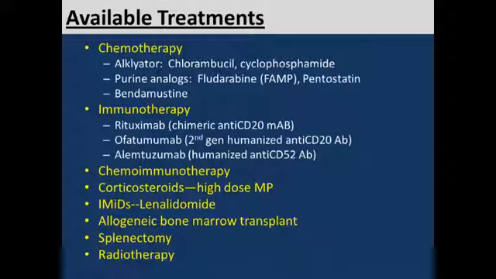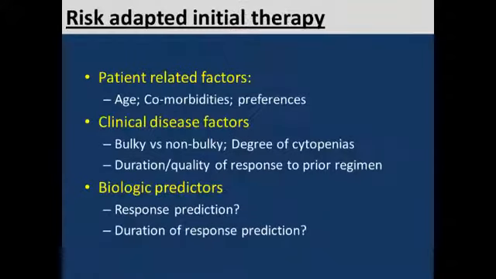Corticosteroids can be very efficacious. Immunomodulatory agents such as lenalidomide or thalidomide can be very helpful. The sort of ultimate, at least I think, immunotherapy would be allogeneic bone marrow transplant. It's limited by availability of a donor and patient comorbidities. Splenectomy and radiotherapy are sort of adjunctive treatments as illustrated by those two cases.